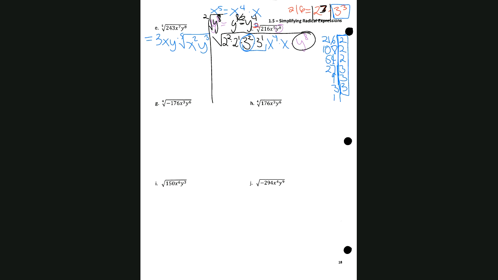Now, what would happen with x to the power 4? Well, the square root of x to the power 4 will be x to the power 4 divided by 2. And so that will give us x squared. And so that's why I'm factoring my variables so that they have powers that are divisible by 2.